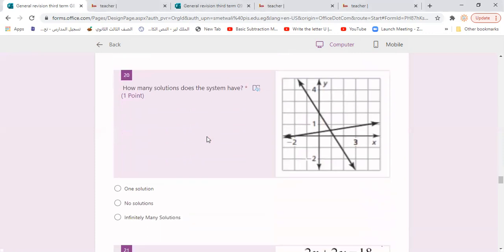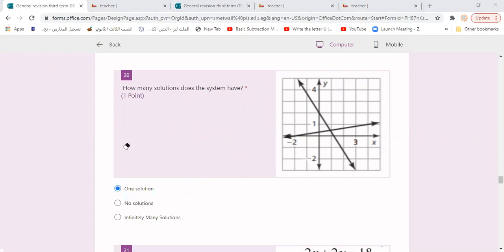The last question in this exam: how many solutions does the system have? How many solutions do we have? One solution. How do we know we have one solution? Because they intersect at one point. What about if they are parallel lines? No solution. And if I have only one line, it will be an infinite number of solutions. Thank you, grade 8.